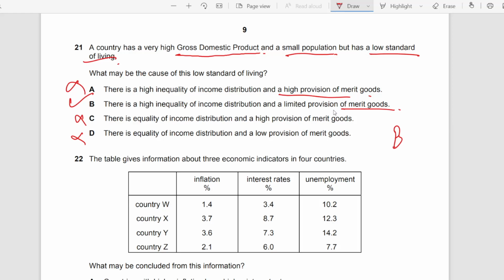So B would actually indicate the circumstances within a country that has low standards of living, even if they have a high GDP, that is gross domestic product. So B is the correct answer. Moving on to the next question, guys.